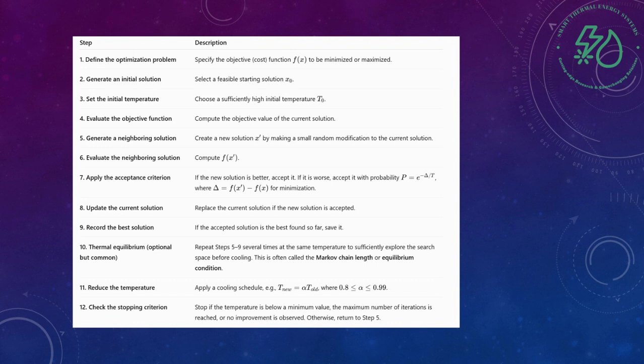Then we have step 11, reduce the temperature. The temperature is gradually reduced using what we call a cooling schedule, like T new, the new temperature, is a function of the old temperature multiplied by alpha. This reduces the probability of accepting worse solutions.